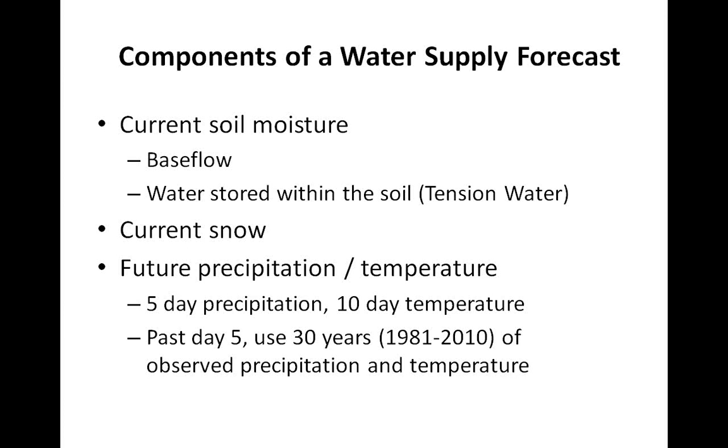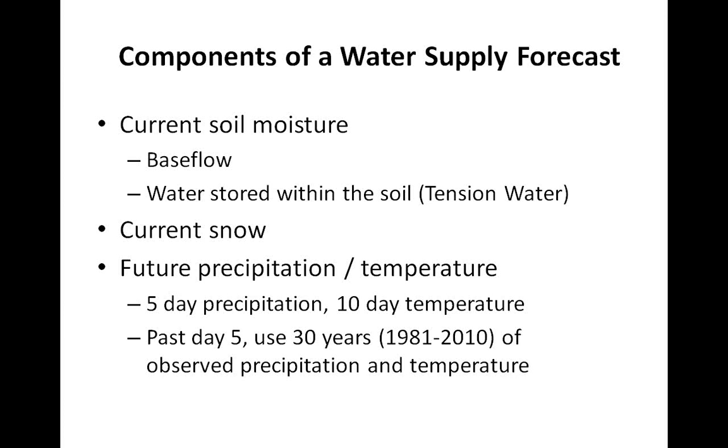The components of a water supply forecast: there's really just a few things that we have available to look at. The current soil moisture is one of those, and this particular year it's actually impacting a lot of the guidance more than it would in a typical year. The soil moisture's broken up into two components that we can look at in our model. Base flow is one. Base flow represents the free water in the soil, and then there's also additional water stored within the soil that we refer to as tension water, and the tension water is directly related to the precipitation that's received within the model.